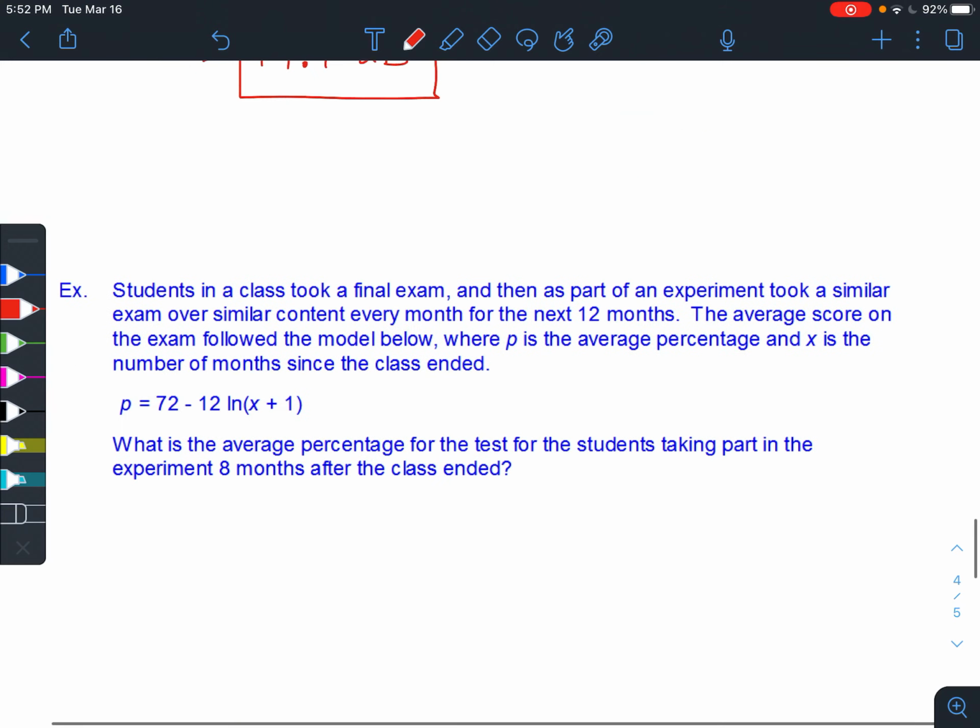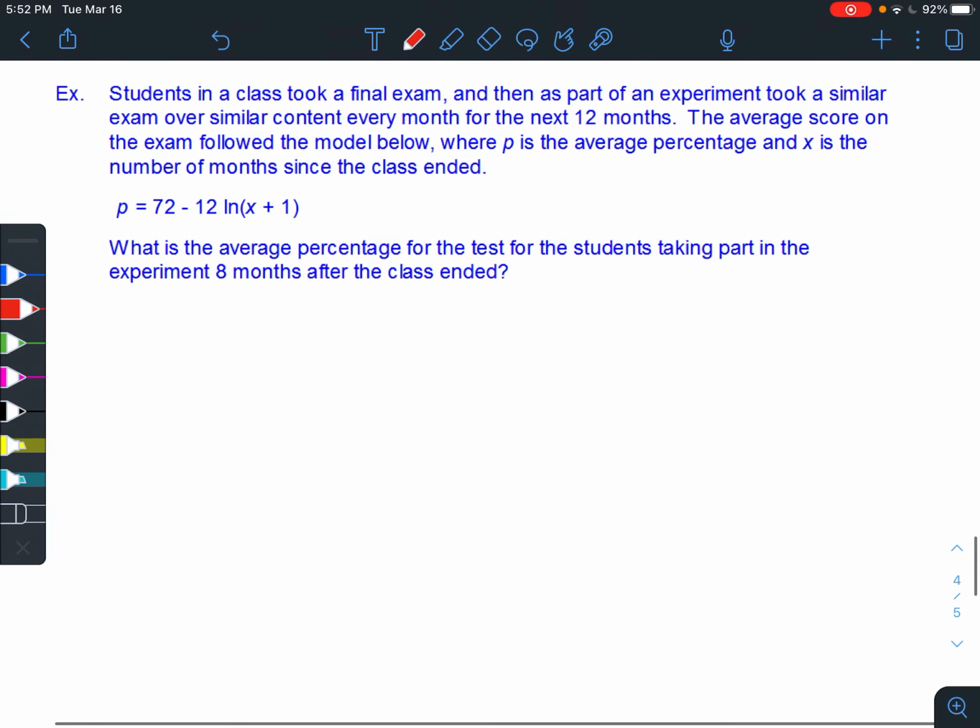All right, one more word problem and we'll be done here. Students in class took a final exam and then as part of an experiment took a similar exam over similar content every month for the next 12 months. The average score on the exam followed the model below, where P is the average percentage and X is the number of months since the class ended.